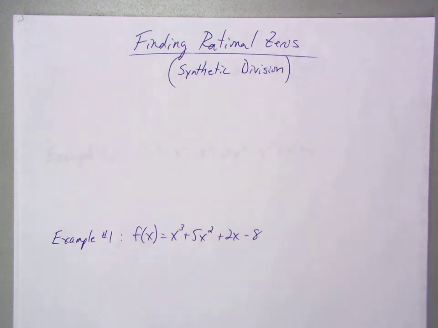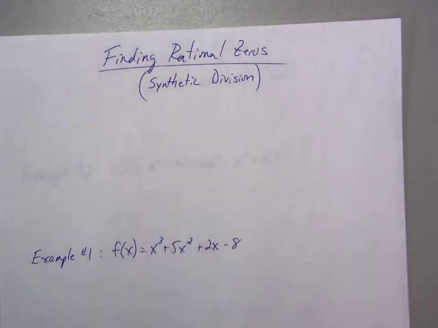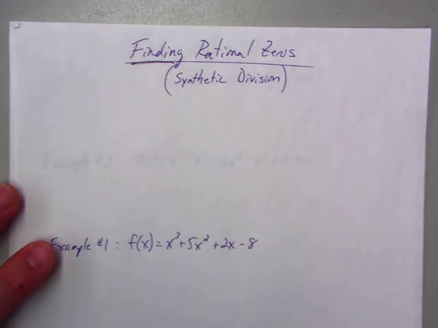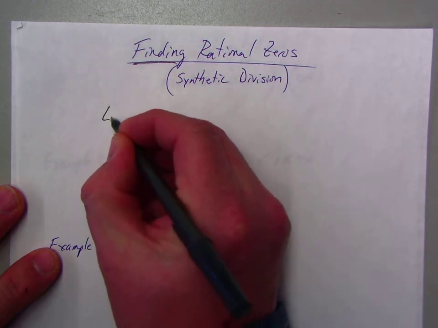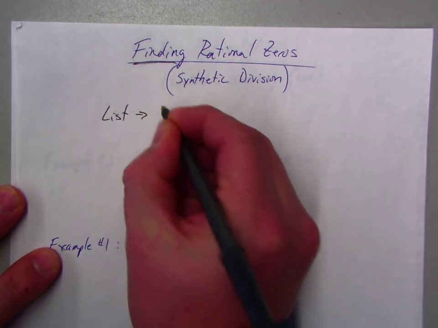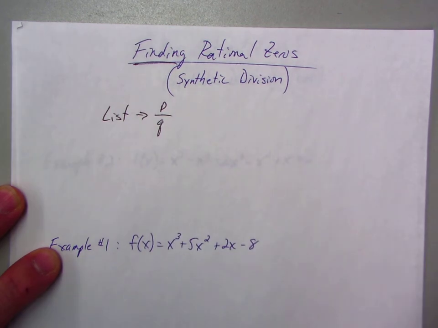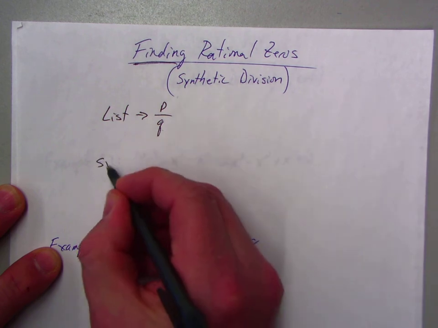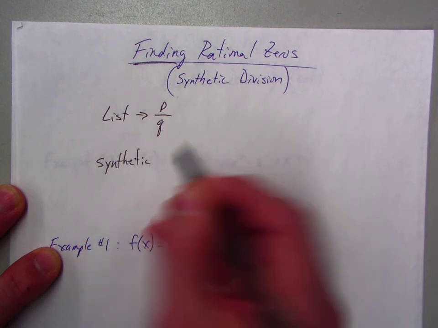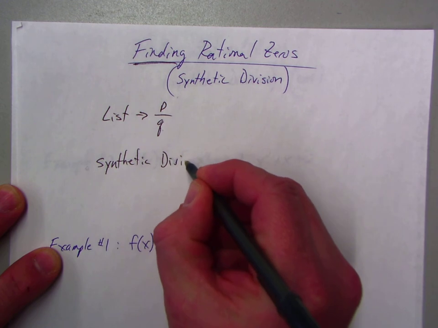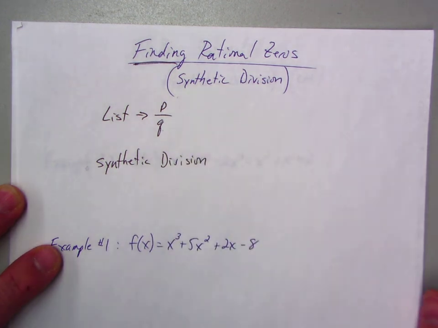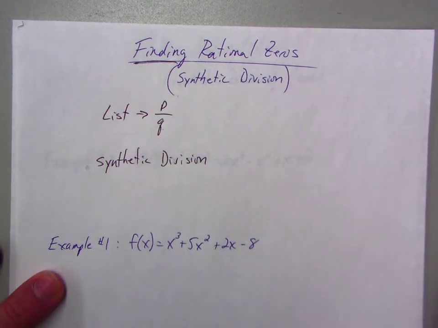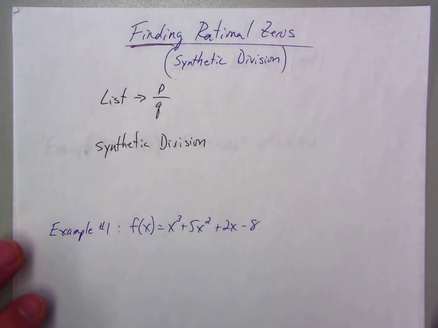All right, in this video, what we're going to do is find all the rational zeros. In the previous video, we learned how to list all the possible ones by using the P over Q method. We're going to do that again. Once we list them all, then we're going to use synthetic division or substitution, whatever, to actually find the ones that are actually zeros. So I have a couple examples that we're going to use for this.